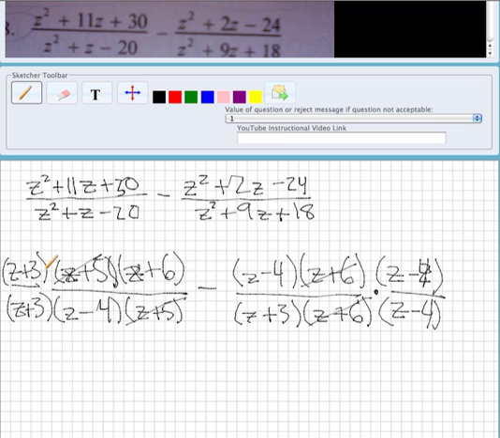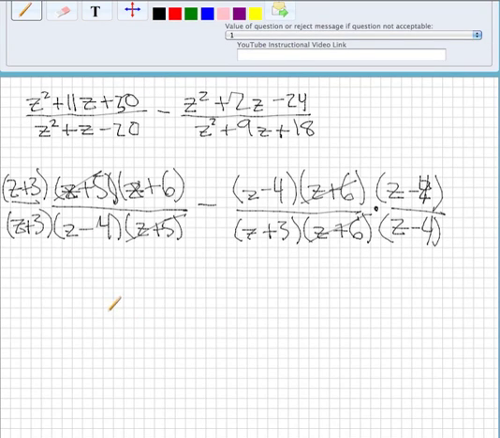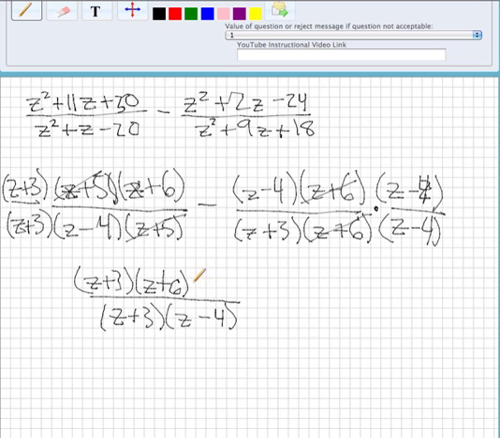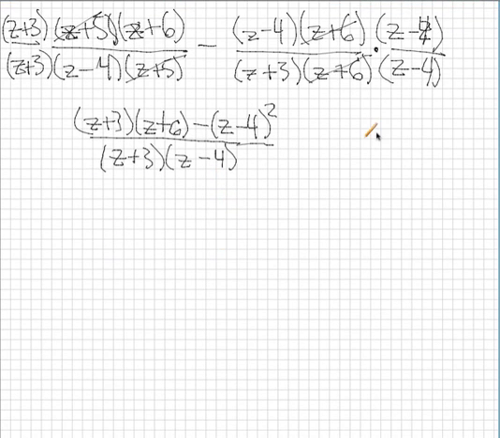So now what we get here is one fraction where it's z plus 3, z minus 4 on the bottom. And then on top, it's going to be z plus 3, z plus 6, and we're subtracting z minus 4 times z minus 4, but that's just squared. So this is our fraction now. Now what we want to do is multiply all these out.